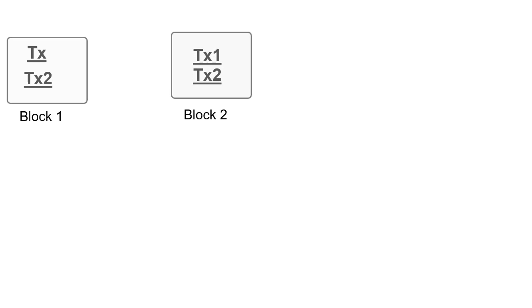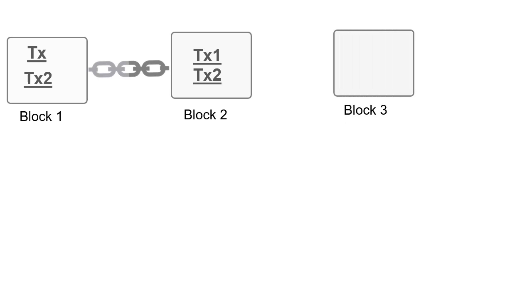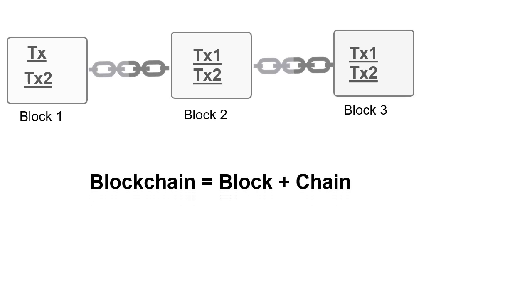Then you will have other blocks, like block number two, which can also contain different transactions. Block one and block two are tied together. In the same way, you will have block number three, which contains different transactions, and this will also be tied to block number two. So at a very high level, a blockchain is nothing but a chain of different blocks, where each of these blocks contains some kind of transactions.